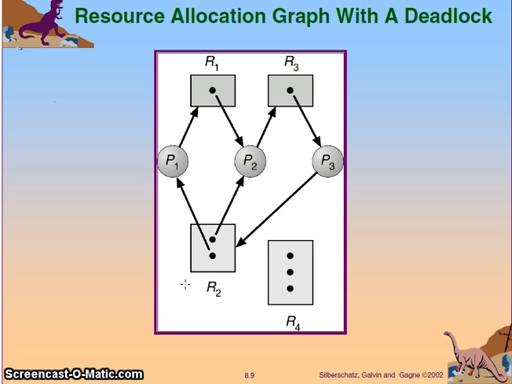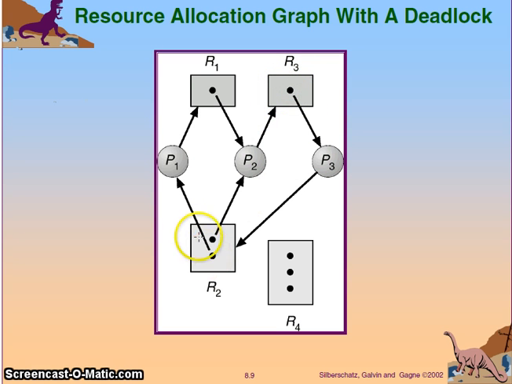Now we see here a situation of deadlock. A cycle exists where P1 is holding one instance of resource R2, and one instance of R1 is requested by P1. P2 is holding 2 resources, one instance of R1 and one instance of R2, and it is requesting one instance of R3. Similarly, P3 is holding one instance of R3.